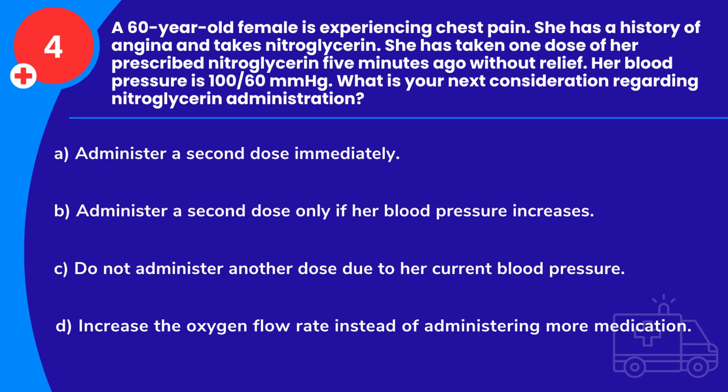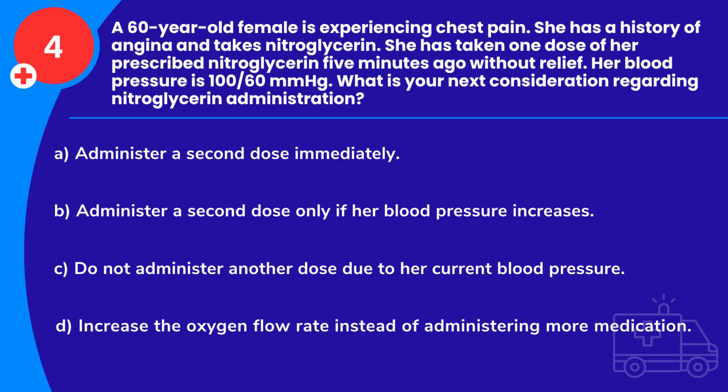Question 4. A 60-year-old female is experiencing chest pain. She has a history of angina and takes nitroglycerin. She has taken 1 dose of her prescribed nitroglycerin 5 minutes ago without relief. Her blood pressure is 100/60 mmHg. What is your next consideration regarding nitroglycerin administration?